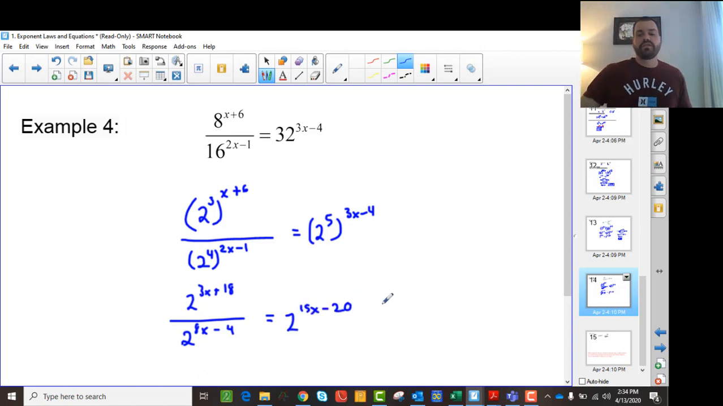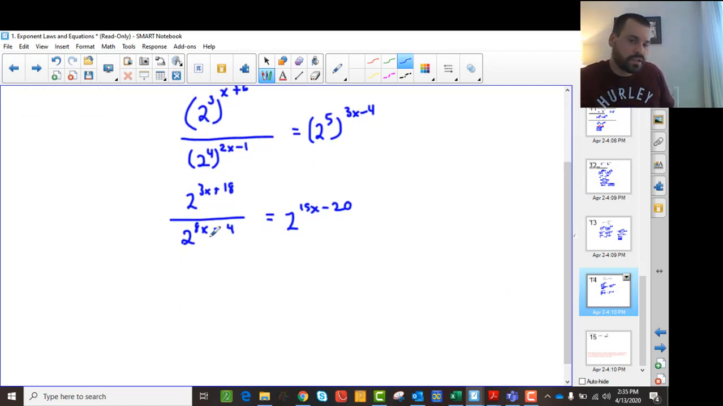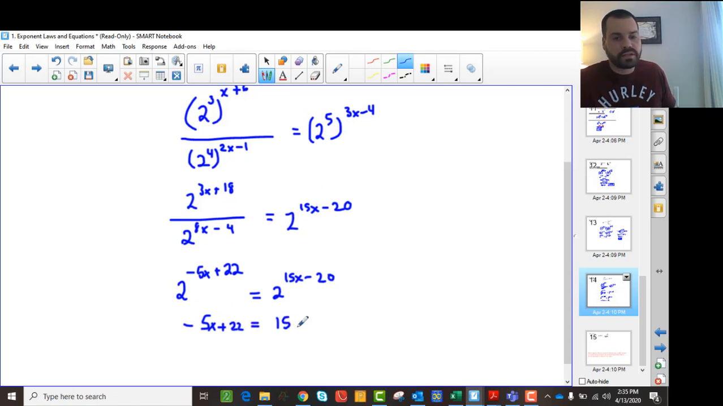Okay? And this is where this gets a little more interesting, because when you have the common base here, it's a division, so we're actually going to subtract these. So we're going to go 3x minus 8x is minus 5x, and 18 minus 4 is 18 plus 4, so it becomes plus 22, is equal to 2 to the 15x minus 20. And then I set the exponents equal, so minus 5x plus 22 is 15x minus 20.